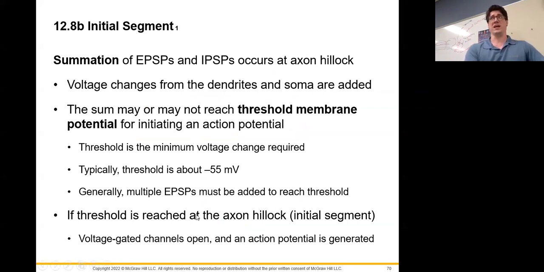So if we get to -52, it doesn't fire. Or actually, hold on, -52 is above that, so it would fire. If we get to -60 or -58, it won't fire. It has to reach this -55 before we'll go.